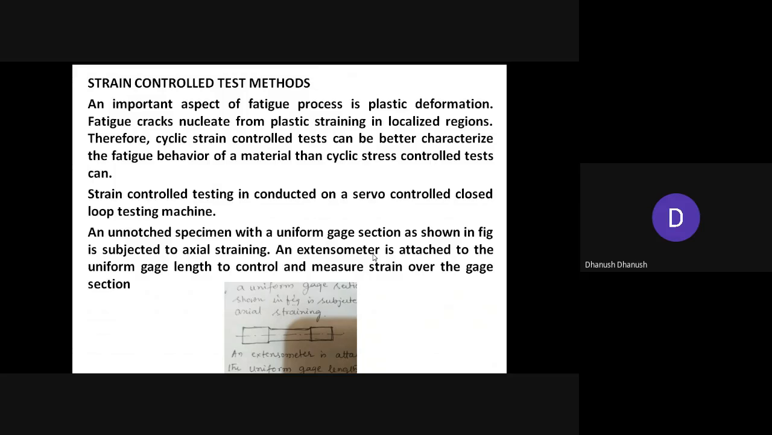Sir, to see the deformation. Excellent. So that is to take note of the change in length. The extensometer is attached and measures strain over the gauge section. So this is the specimen. An extensometer is used to note down the strain over the gauge section. Right, so this is how the specimen will be.